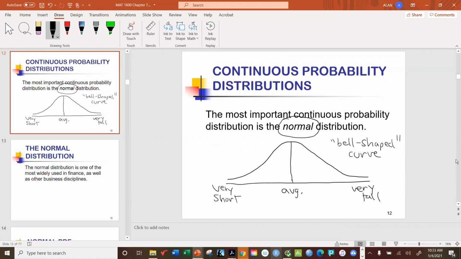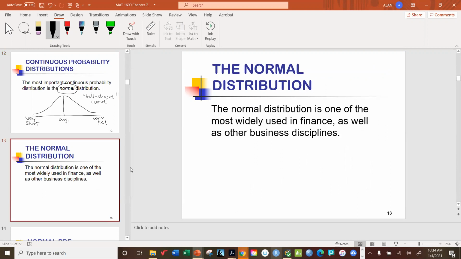And there's a lot of areas where this is also true. In particular, we often use the normal distribution to model the rates of return to stocks in finance. There's a lot of empirical research that shows that the returns to stocks do follow, not exactly, but close to the normal distribution. So in that case, these could be very high rates of return up here, and these could be very low rates of return. And there's a tendency for them to balance each other off. Okay, so it's one of the most widely used in finance and other business disciplines, not just business though, other areas as well.